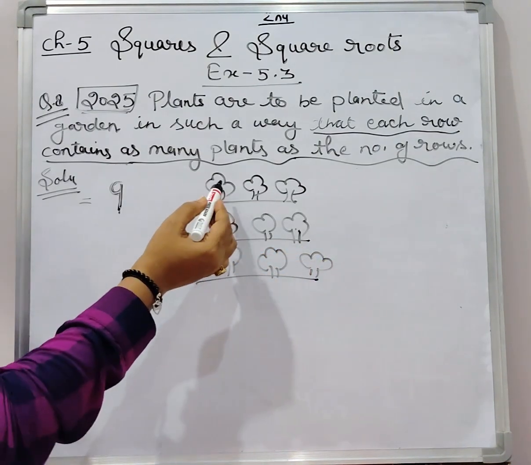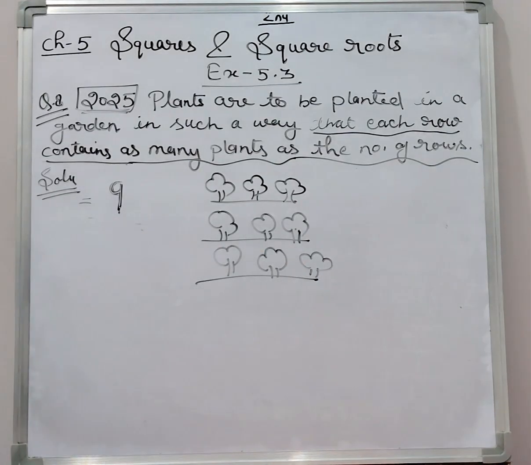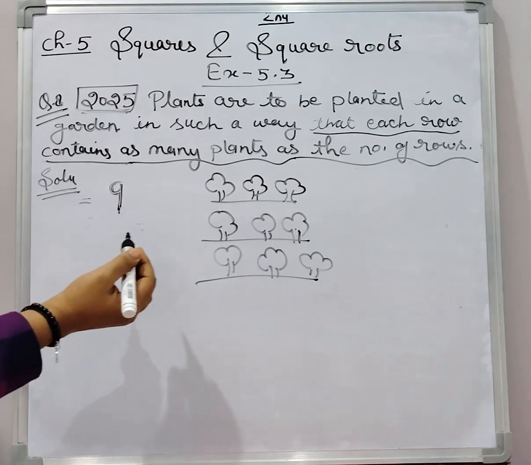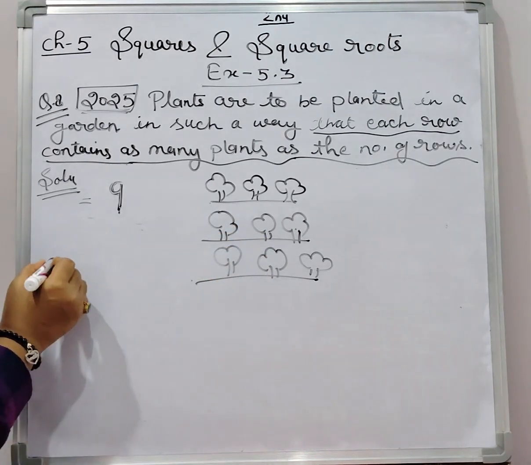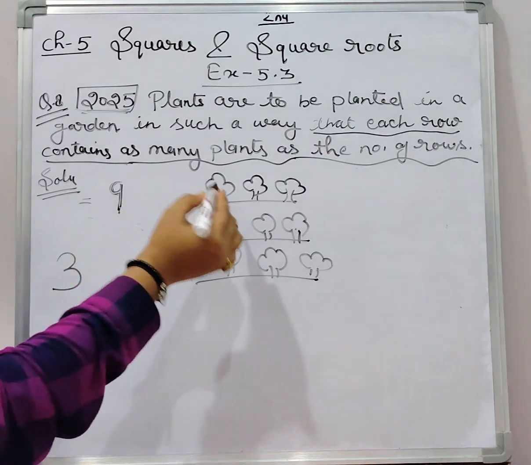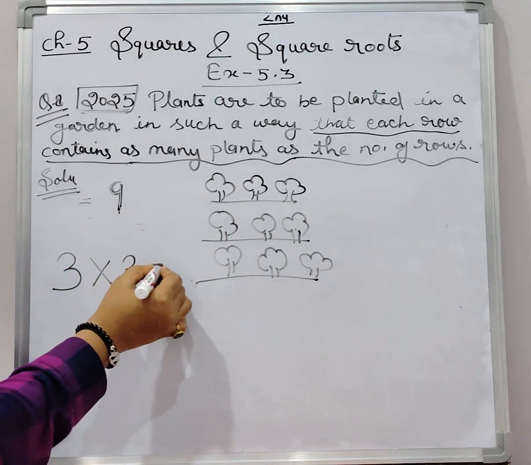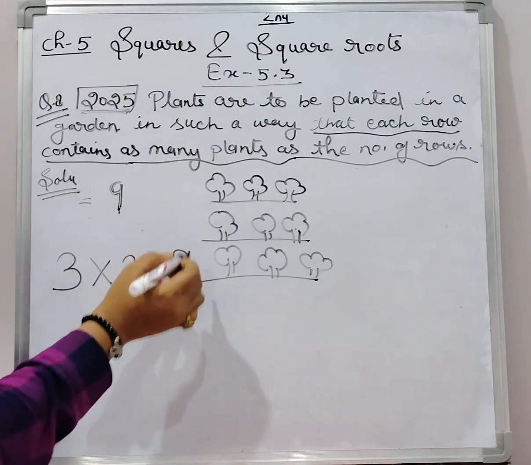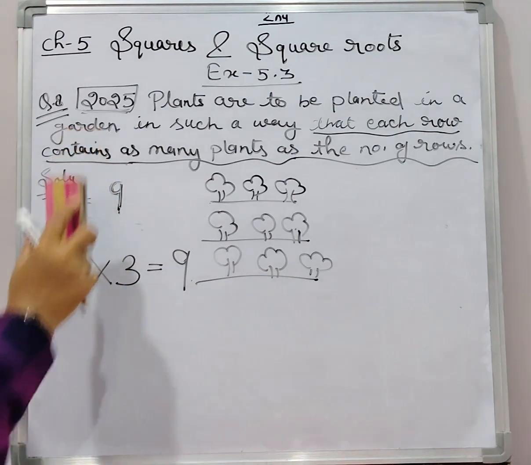So here you can see 1, 2, 3, 4, 5, 6, 7, 8, 9. The total number of plants is 9, and it is the same as the number of rows, that is 1, 2, 3, so 3 rows, and the number of plants in each row is also 3, and it becomes all 9. It means the total number of plants is 9. So in the same manner we will be solving this question.